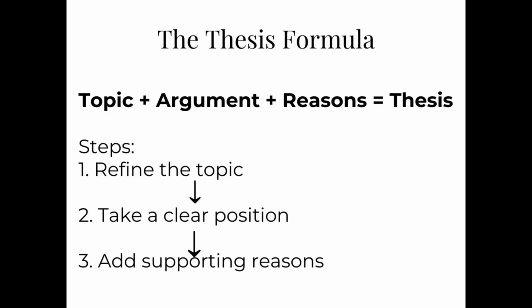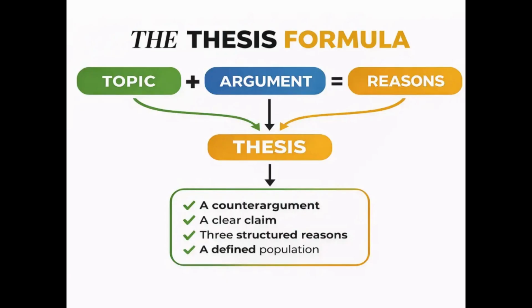Step three: add your main reasons. Most academic papers develop 2 to 3 principal arguments. These reasons should clearly support your central claim. If your thesis does not contain defined supporting points, your paper will likely feel disorganized. Step four: combine everything into one precise sentence. No storytelling, no filler phrases, just clarity. Here's a template you can use. Although, counterargument, your main claim, because reason one, reason two, and reason three. This structure demonstrates complexity and argument, two qualities professors value highly.